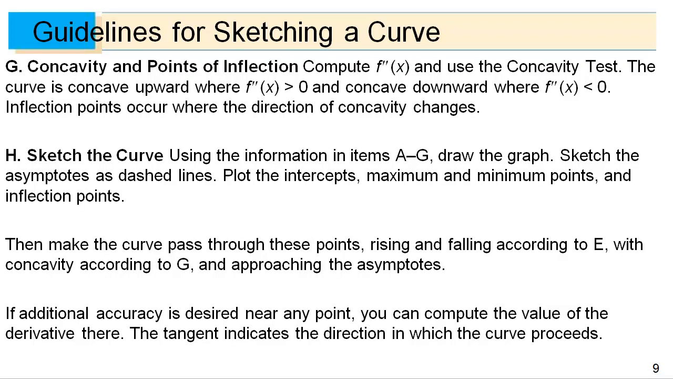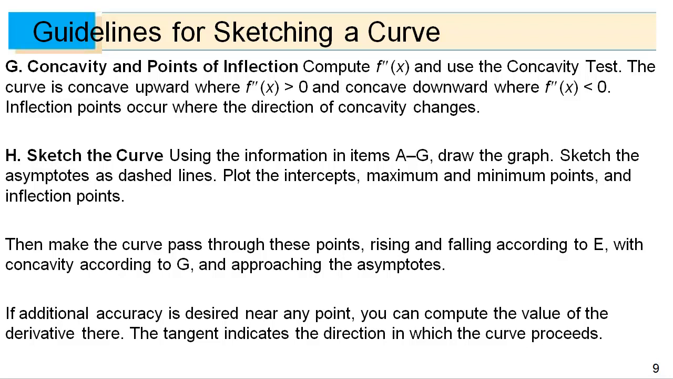Next, you want to check concavity and points of inflection. So you do that with the second derivative. You take the second derivative, and if it's greater than zero, you know it's concave up. And if it's less than zero, it's concave down. Those are nice and intuitive, right? Greater than zero, up, less than zero, down. That's nice for concavity, but it's counterintuitive for max and mins, which is another reason why that second derivative test can be a bit of a bother compared to the first derivative test.